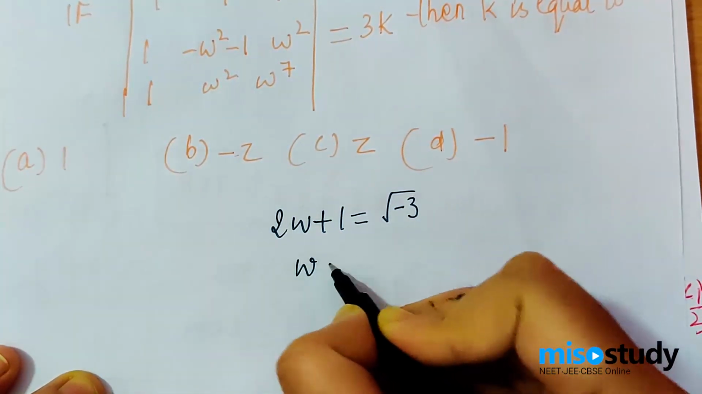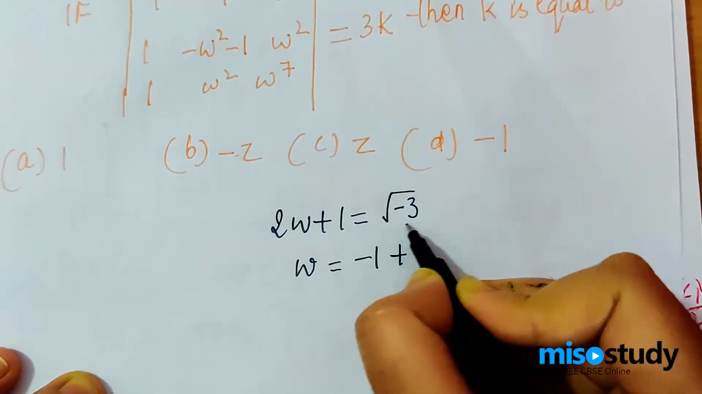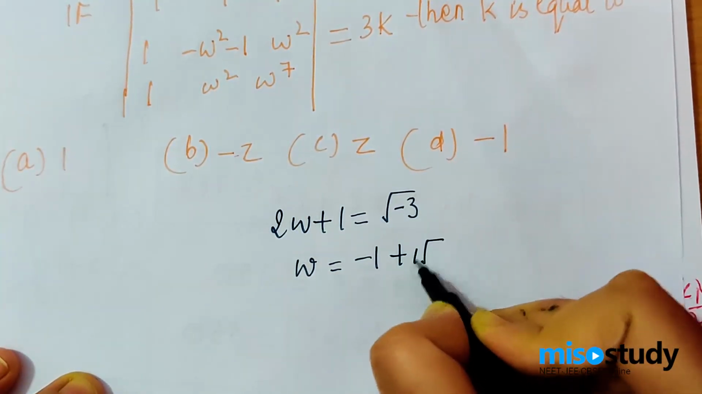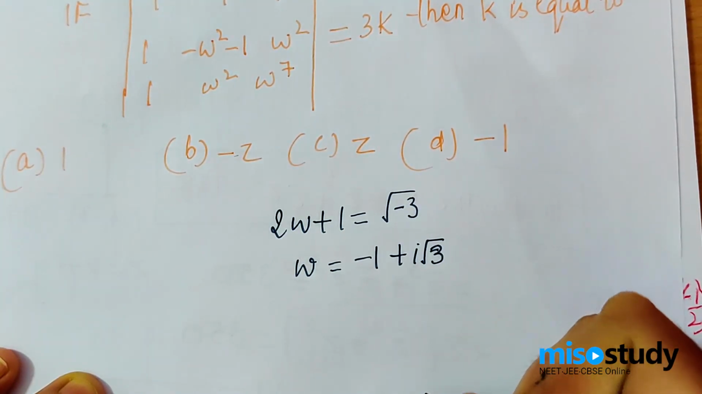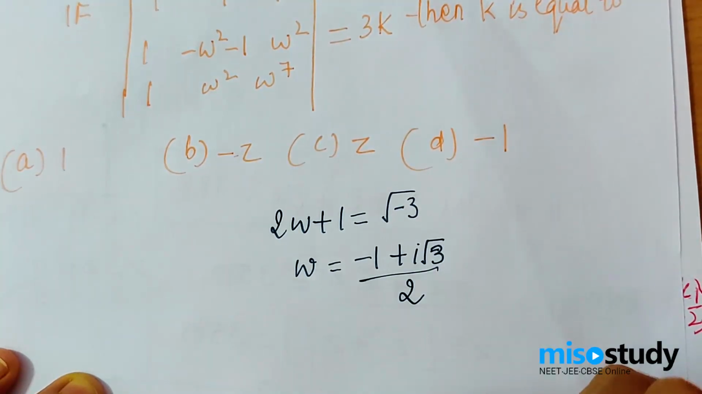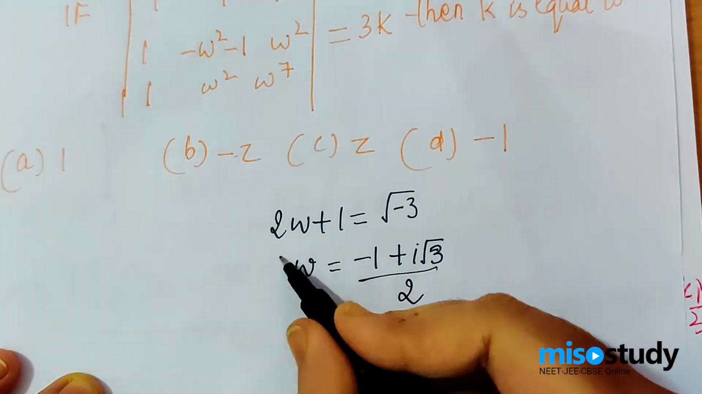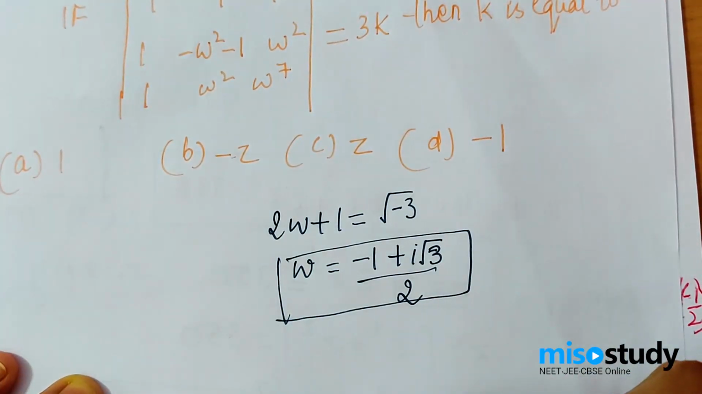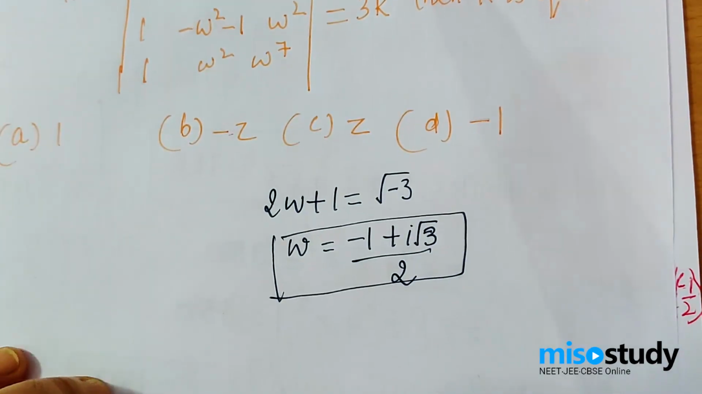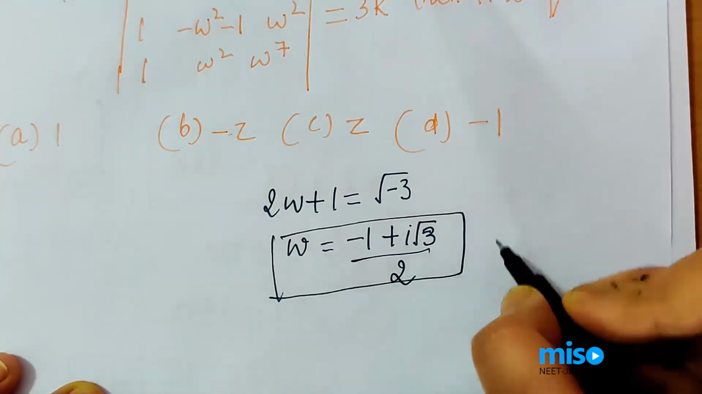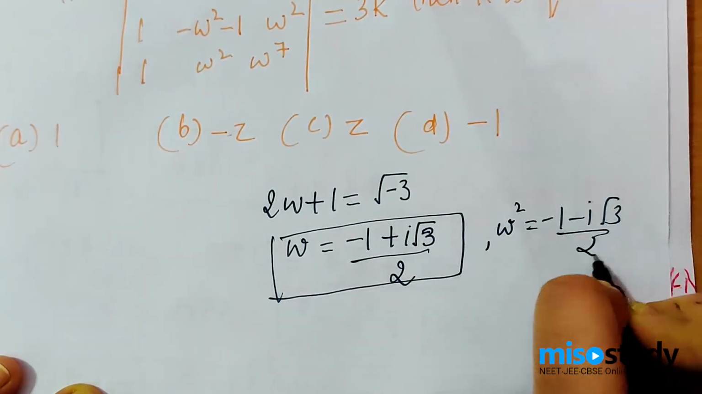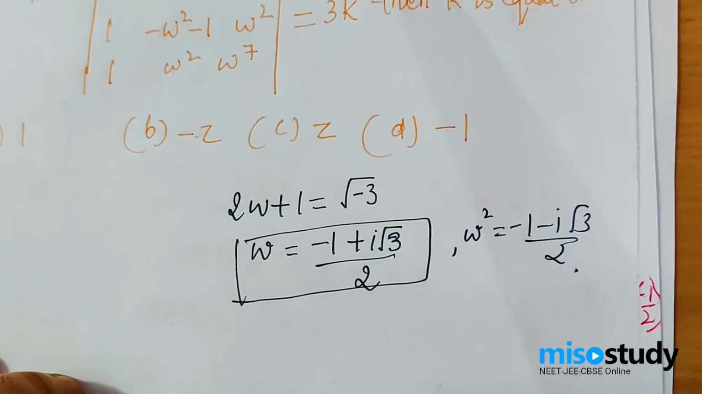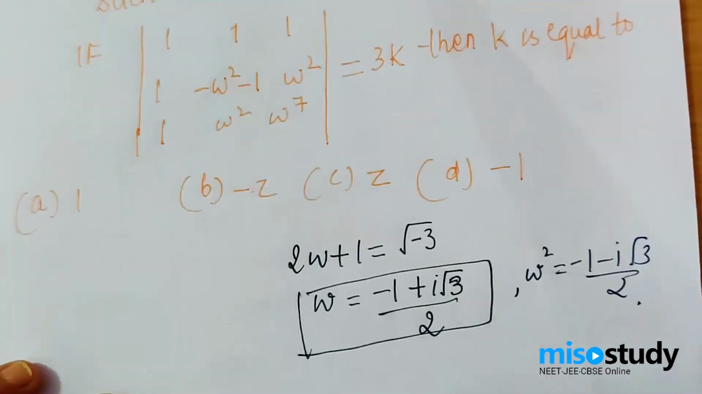So I'll certainly get omega is equal to minus 1 plus, can I write under root of minus 3 as iota root 3? Because under root of minus 1 is iota, we all know that. This is omega. You're very well acquainted with what omega is, right? And now that we have got omega, omega square is minus 1 minus iota root 3 by 2. We all know that from our knowledge of this chapter, complex numbers.